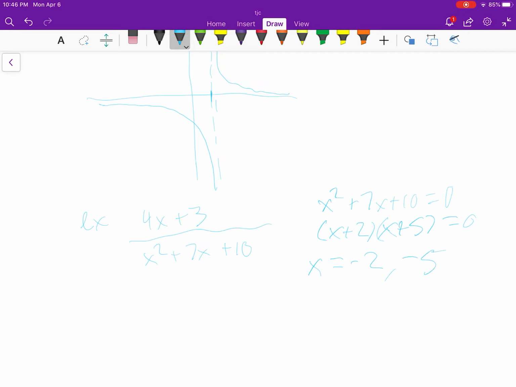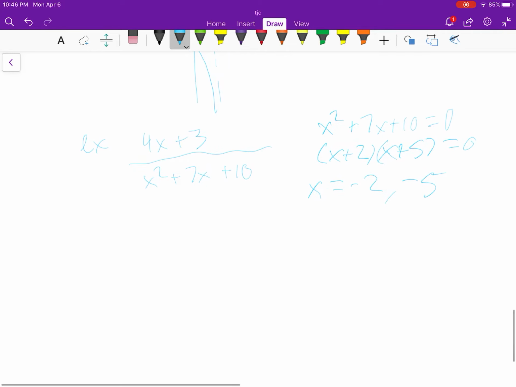Now, are either of these numbers, negative 2 or negative 5, also zeros of the numerator? The answer is no. Negative 2, when you plug it into the numerator, it's negative 8 plus 3, which is negative 5, which is not equal to 0. Same with negative 5. You get negative 20 plus 3, which is negative 17. So neither one of these will make the numerator equal 0. So indeed they fit the definition of a vertical asymptote. And so we'll have two vertical asymptotes. One at negative 5 and one over here at negative 2.